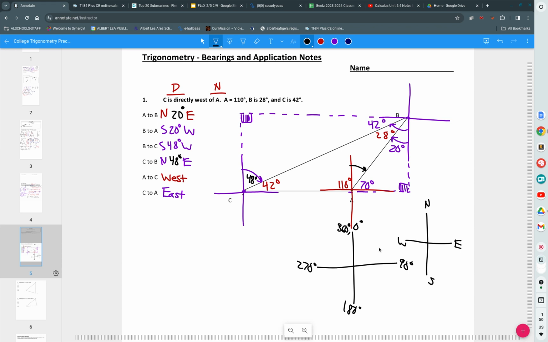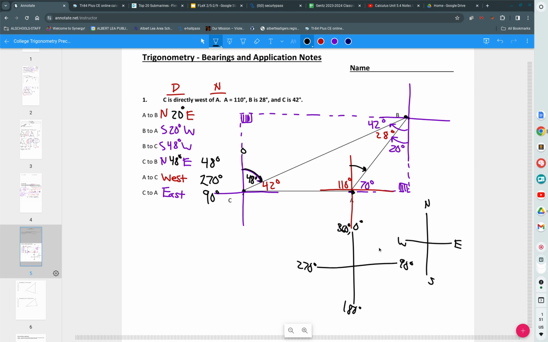C to A has a numerical bearing. So I don't want to just describe it as east, but rather the number is going to be 90. If I'm at A and I'm going to C, the number is 270. If I'm going from C to B, notice this is 0, and from 0 I turn 48 degrees to the right. So that's going to bring me to 48.